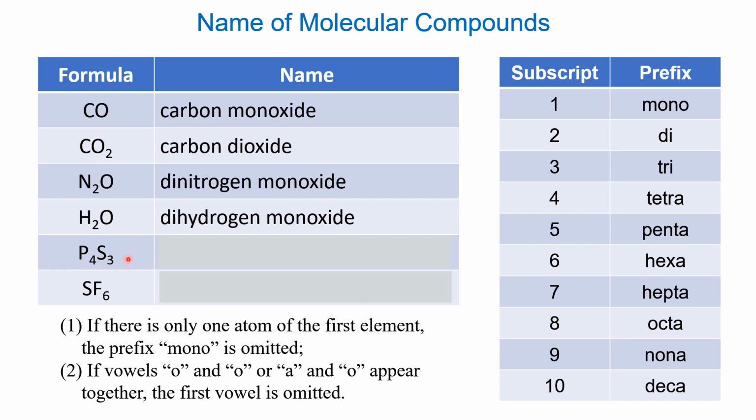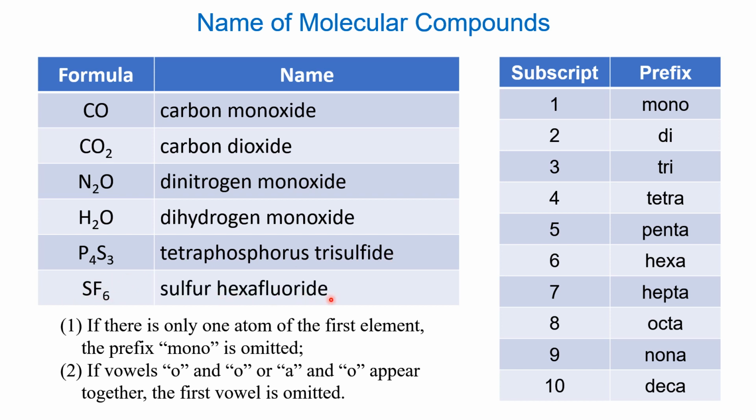This is tetraphosphorus trisulfide. This is sulfur hexafluoride. So follow the rule, it should be easier than the ionic compound.